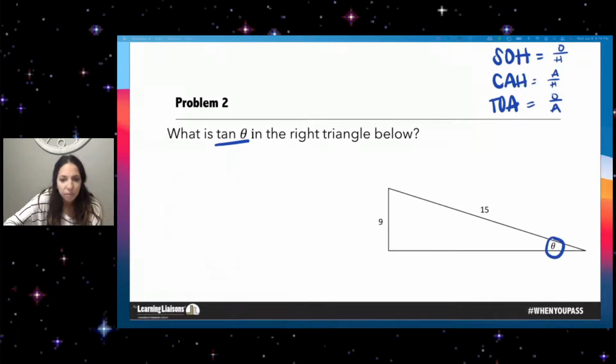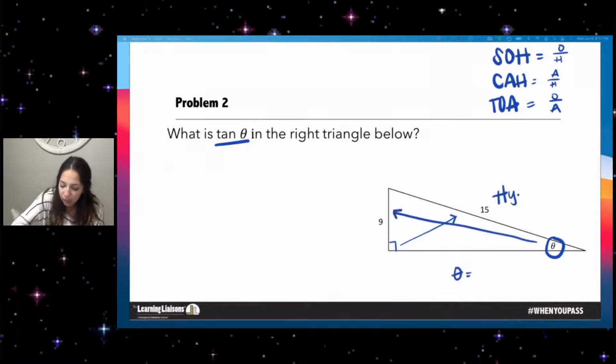This is theta. This is always going to be hypotenuse. Why? Because hypotenuse is always across from the 90-degree angle. Then, where theta is determines what your opposite and your adjacent are. So for this theta, opposite equals 9, and adjacent is going to be this one.